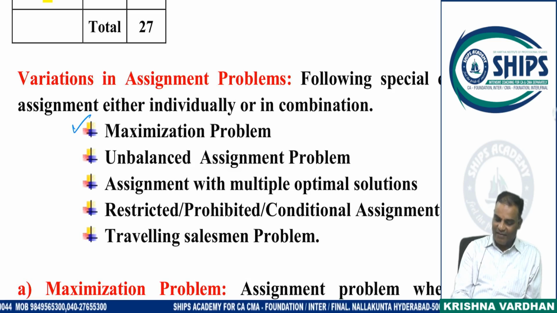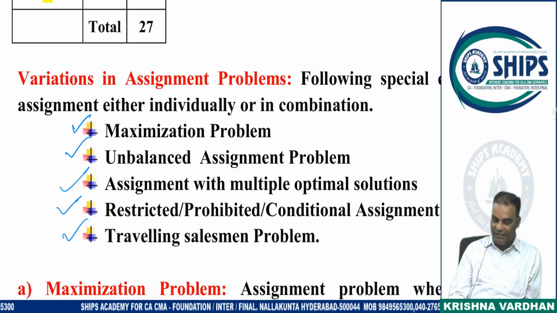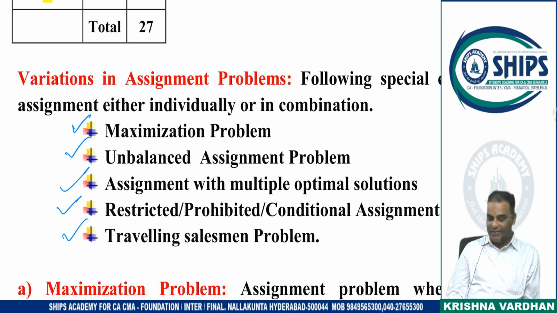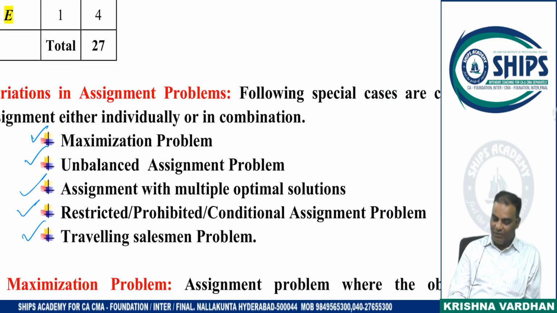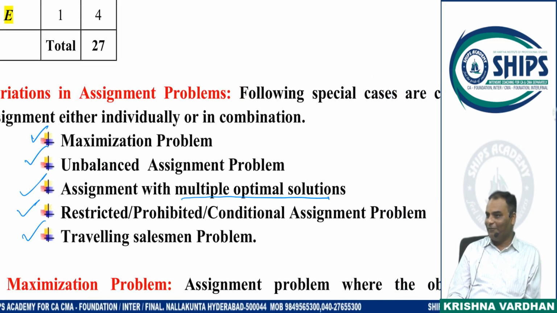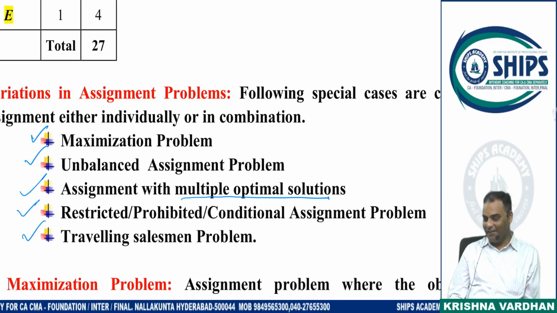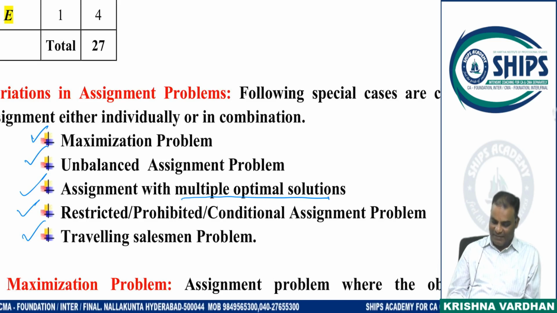Maximization case is one, unbalanced case, assignment with multiple optimal solution, restricted prohibited entry, and traveling salesman problem, right? So I think I gave you an assignment. If I'm not wrong, I said this would be a good example for multiple optimal, right? So don't worry, we'll go step by step.